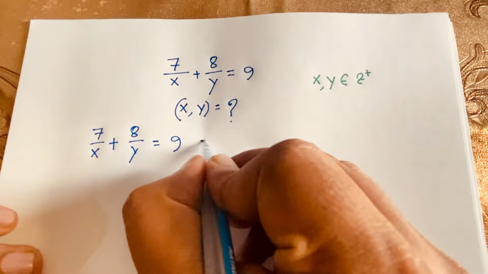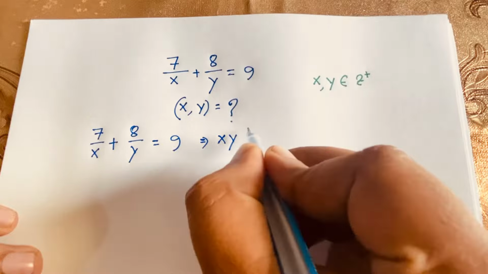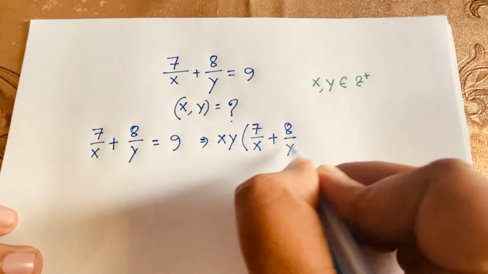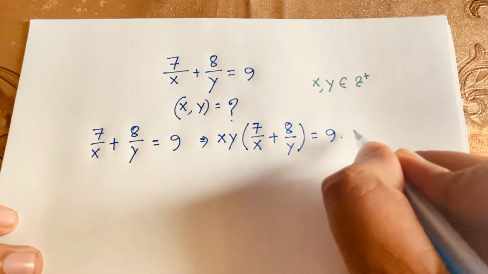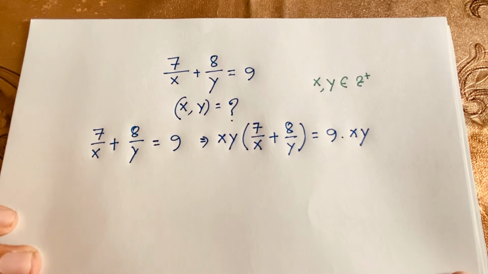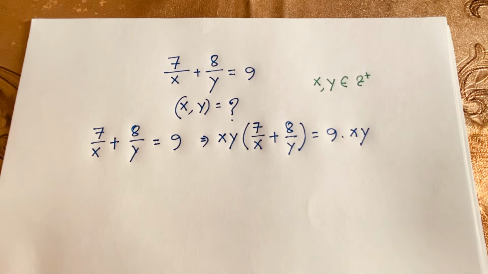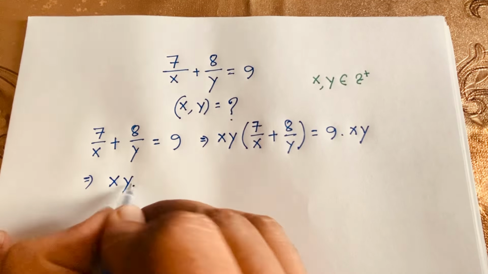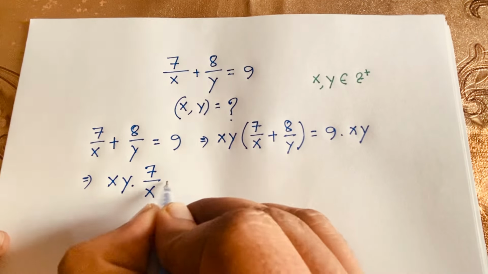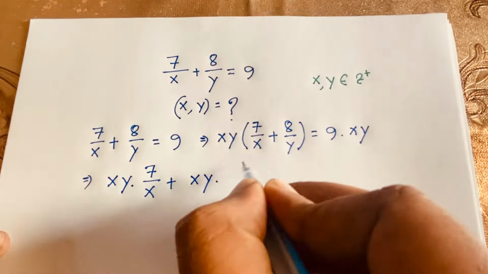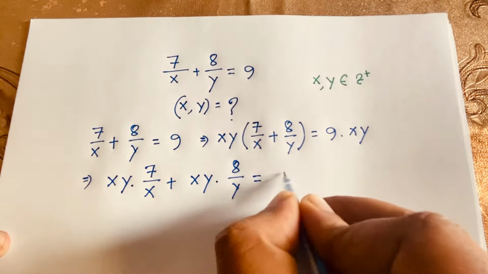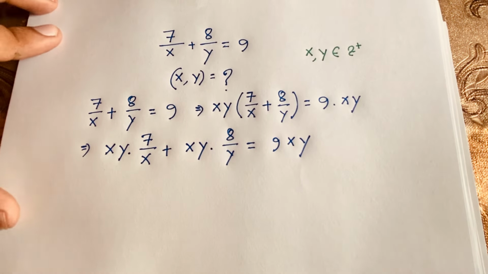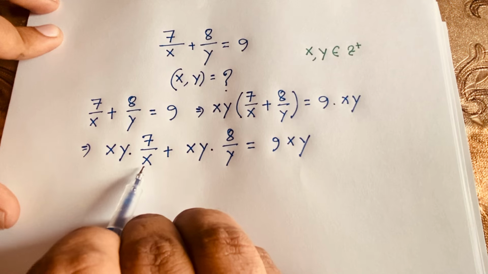I multiply both sides by xy. So xy times 7 over x plus 8 over y is equal to 9 times xy. Then I can say this expression will be xy times 7 over x plus xy times 8 over y is equal to 9xy. So okay, now at this moment you can see easily this x is cancelled.